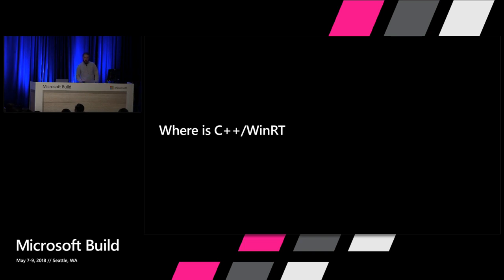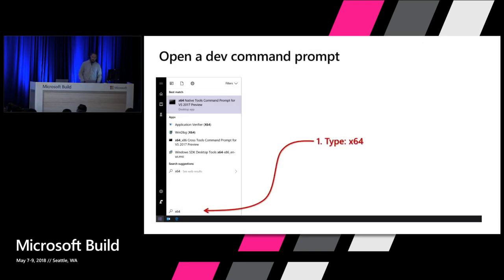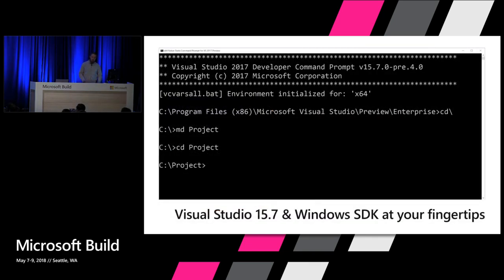So I want to switch gears a little bit and talk about some of the stuff that Brent spoke about, but looking behind the scenes, looking a little deeper to show you exactly what's going on and where you can get at this yourself. Let's say you don't like Visual Studio, you use some other tool chain, that's fine. You should be able to plug in directly yourself. So where I usually begin is with the dev command prompt. So I type x86 in the start menu, and up there you'll see the shortcut for the x64 native tools command prompt. From there, you really have Visual Studio 15.7 and the Windows SDK at your fingertips. All the tools that you need are right here.